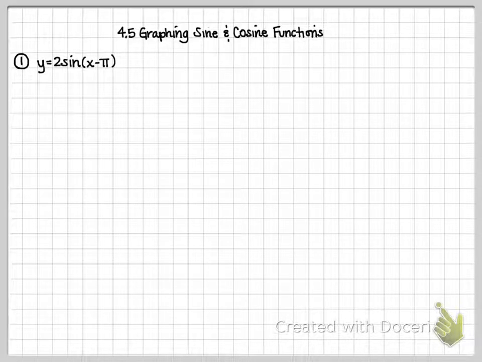Section 4.5 is going to be graphing sine and cosine functions, so let's go ahead and jump right in. I'm going to treat this just like I did first semester with transformations. So I want to write this in our form. I'm going to go ahead and factor out whatever is in front of that x. In this case, it's just a 1. So let's go ahead and pull that out.